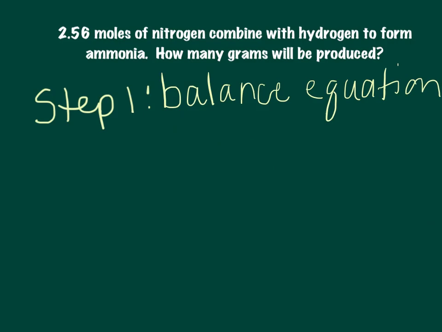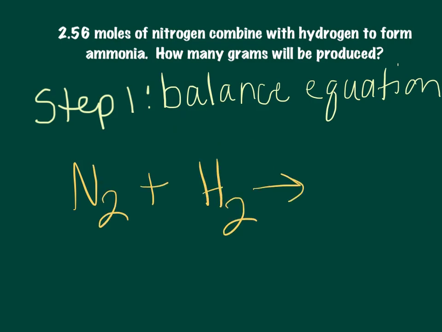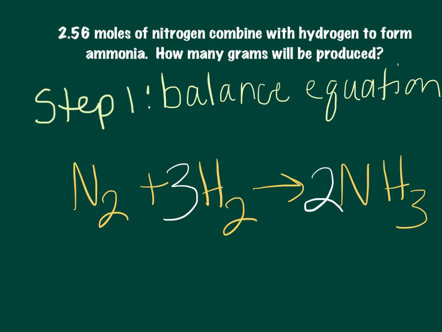So step 1, just like last time, is to figure out what our equation is and make sure it's balanced. So nitrogen, N2, plus hydrogen, H2, yields ammonia, NH3. Okay, go ahead and balance this. We need to put a 3 in front of the hydrogen and a 2 over in front of the ammonia, which gives us 2 nitrogen and 6 hydrogen on each side. So there's step number 1.